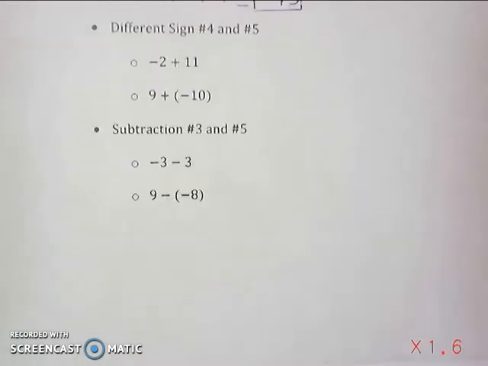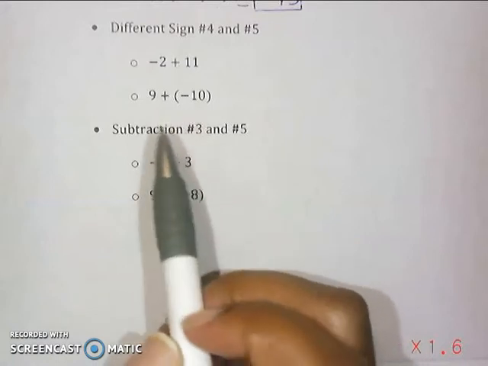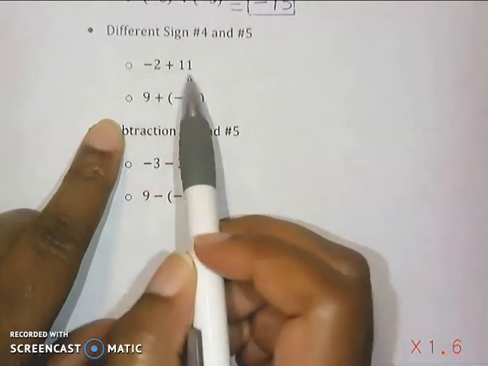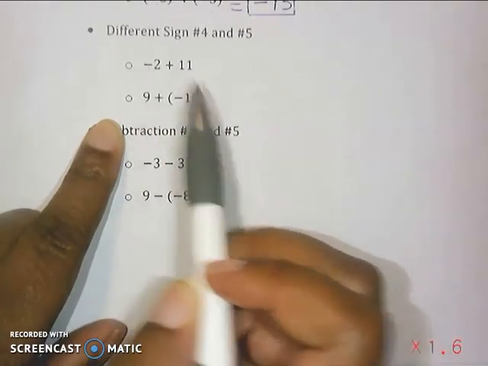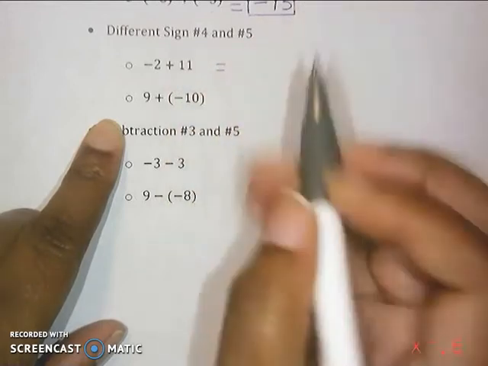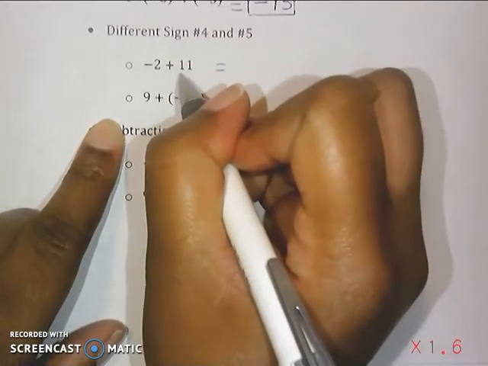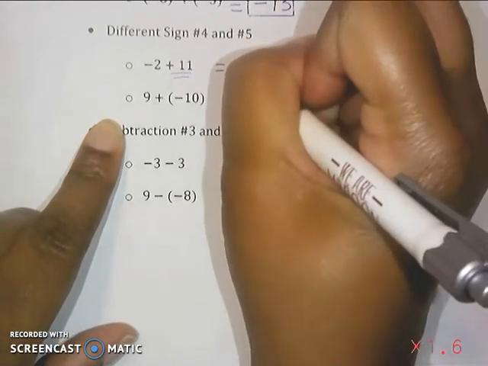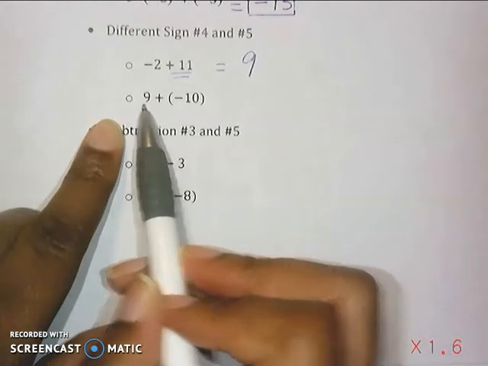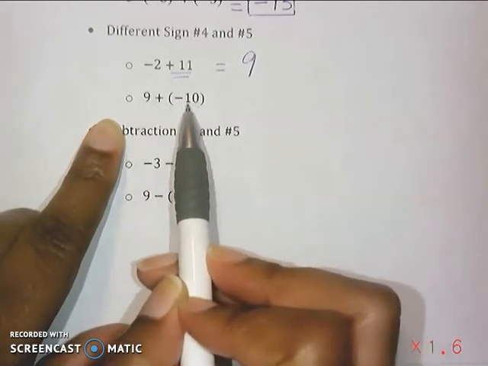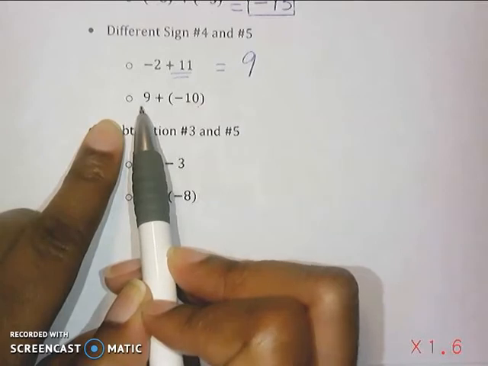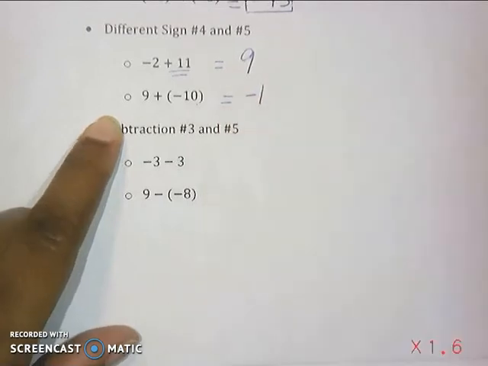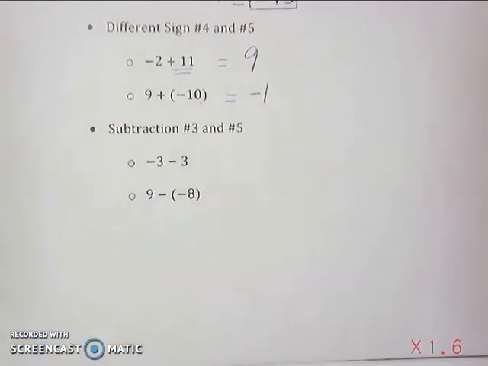You might need it. This portion here is dedicated to different signs, subtract. The signs are different here. We have a negative and a positive, a positive and a negative. So we're going to subtract in both cases, and we're going to keep the sign of the higher number. The higher number here is 11. 11 is positive, so my answer is going to be a positive 9. Here, I have 9 and a -10. The absolute value of -10 is higher than 9. So for that reason, the answer here is going to be a -1. Different sign, we subtracted. Take a second and write that down.